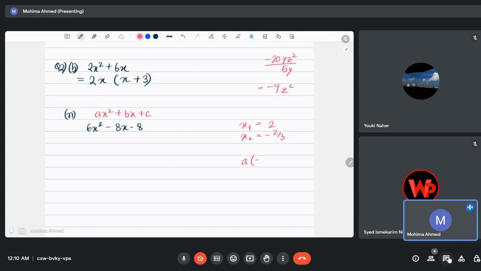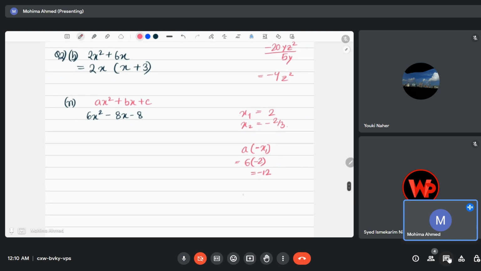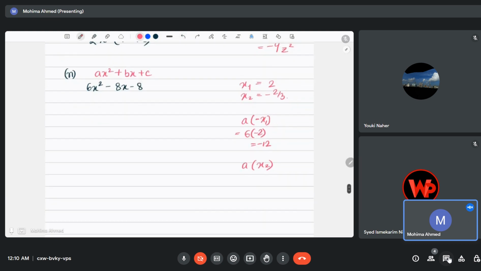So we'll do the calculation like this. A multiplied with the opposite of x1. Since you got plus 2 as the value for x1, you're going to take the opposite of your calculated value, minus 2. So 6 multiplied with minus 2, you get minus 12. And again, a multiplied with x2. x2 was negative for your value, so we'll take the positive value. So it will be 6 times 2 over 3. If you calculate this, it's positive 4. So you're supposed to split that negative 8x using 12 and 4.